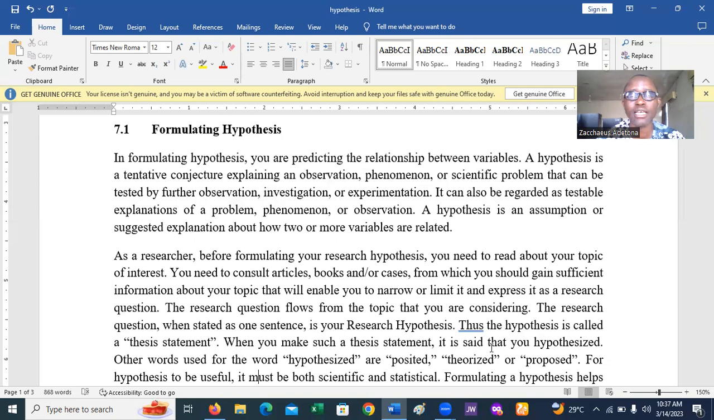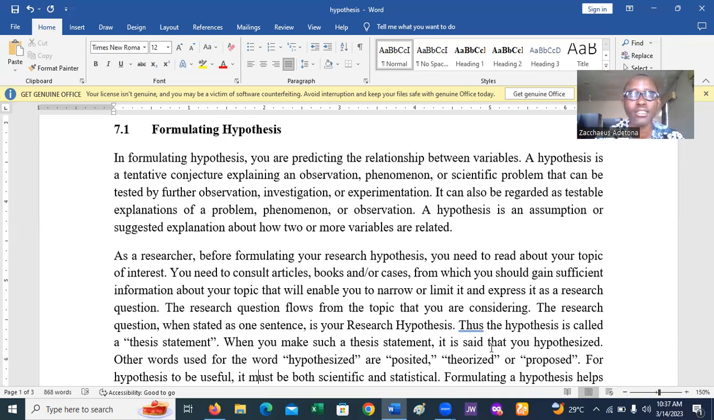You can say it is hypothesized, or it is posited, theorized, or proposed. So look at all these terms. They are expressing the term hypothesis. And you will also see that when you say posited, you are taking a position, or you theorize. You are just formulating a theory. The theory can be confirmed or refuted at the end of the research. Or you propose. When you propose something, it does not necessarily mean that is what is going to take place. At the end of the research, you'll find out what actually will take place.